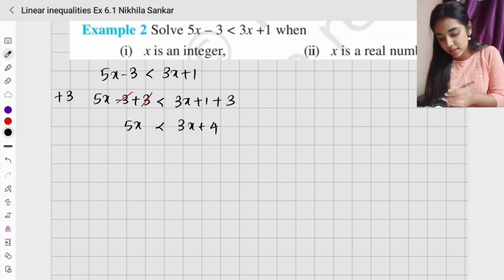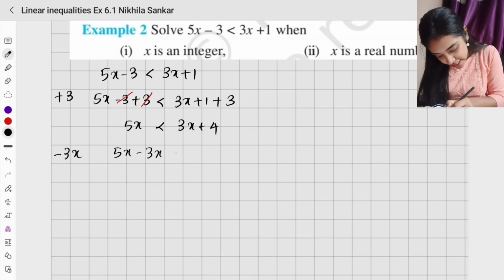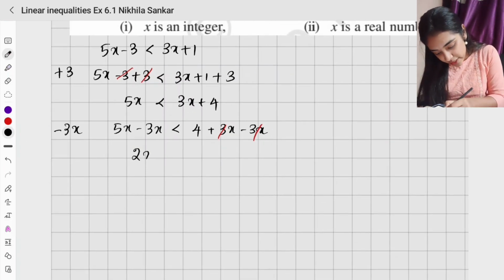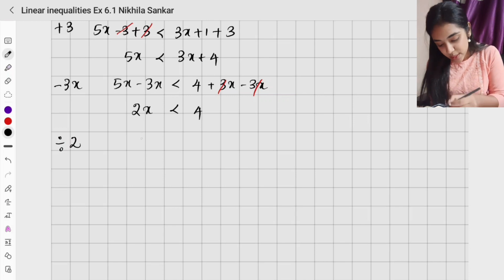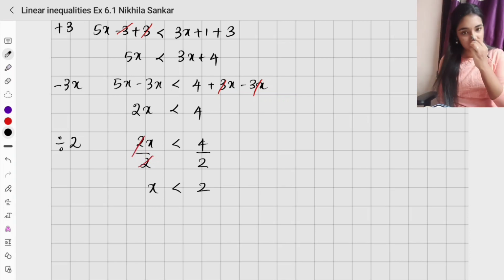Now I need to bring the 3x to the other side. So what am I going to do? I'm going to subtract 3x on both sides. So I have 5x minus 3x less than 4 plus 3x minus 3x. Now on this side the 3x and 3x get cancelled. So I'll be left with 5x minus 3x, which is 2x, less than 4. Next step, I'm going to divide both sides by 2. So I'll have 2x divided by 2 less than 4 divided by 2. So I'll have x less than 2. The 2 and the 2 get cancelled, and 4 divided by 2 is 2. Okay, so x is less than 2.